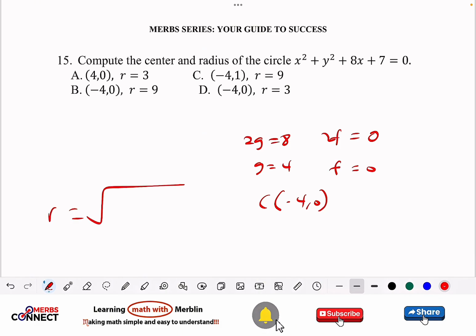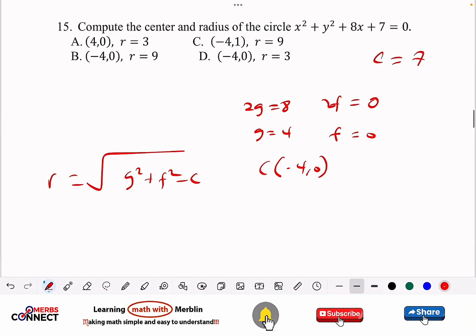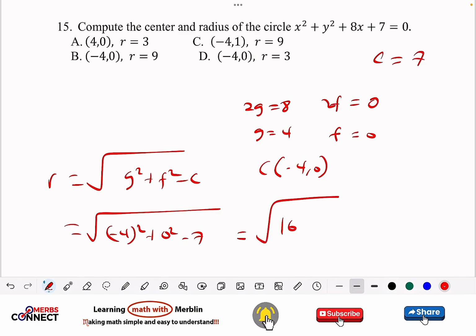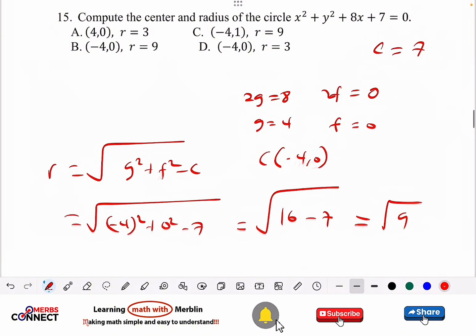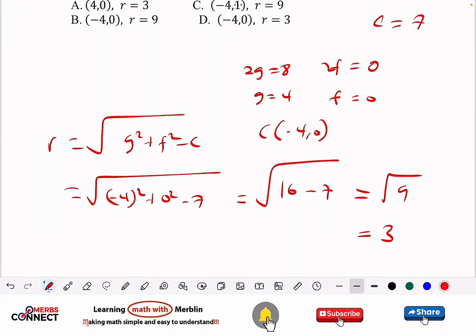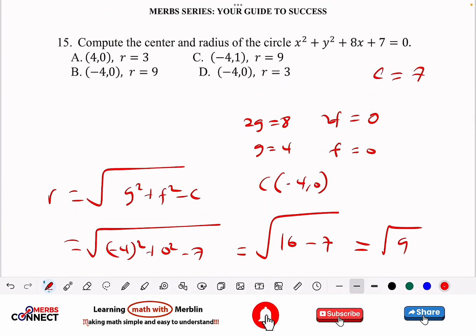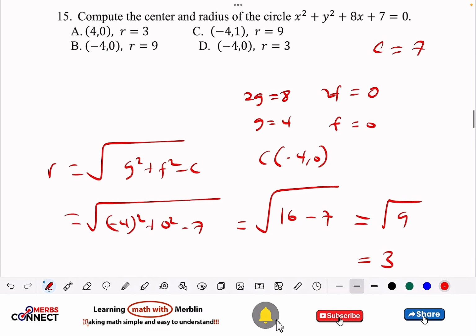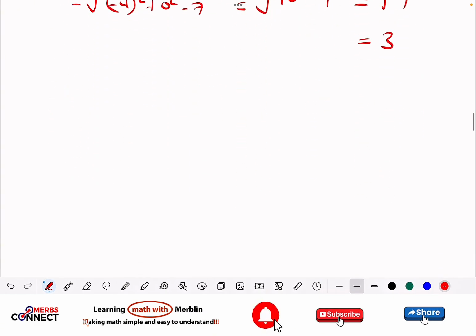r is equal to square root of g squared plus f squared minus c. c is 7. So square root of minus 4 squared plus 0 squared minus 7. This is 16 minus 7. 16 minus 7 is square root of 9. And square root of 9 is 3. So we are going to have 3, right? So we are going to have, what's the center? Okay, we are going to have D. So this is the end of circle.